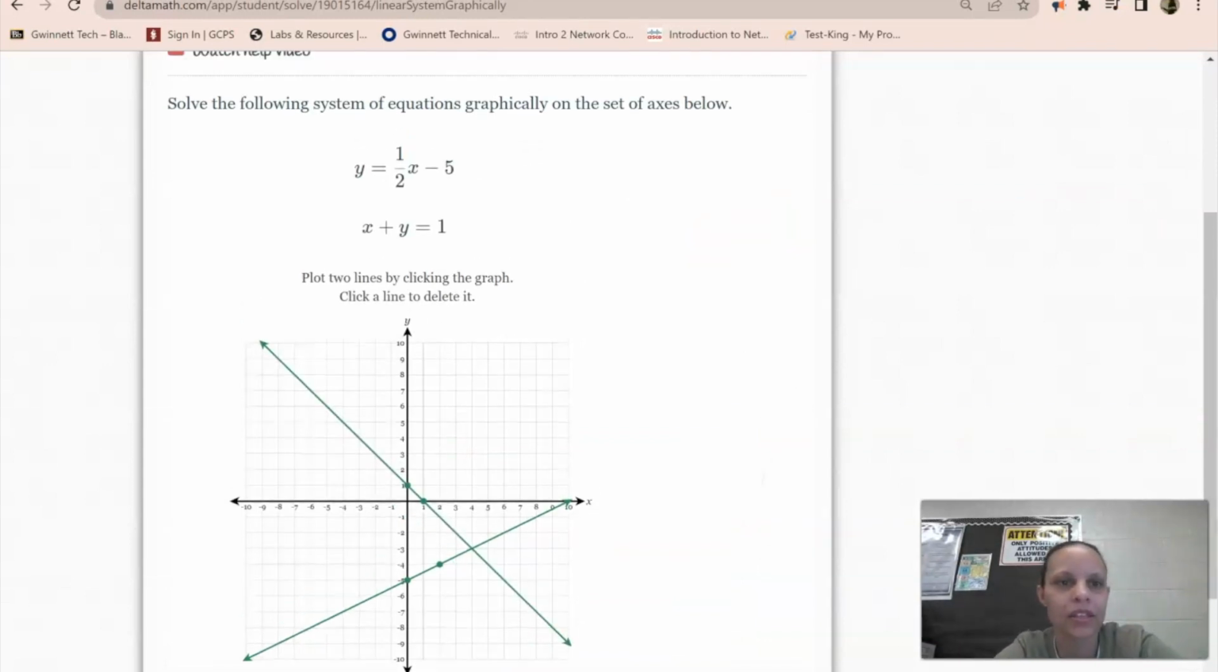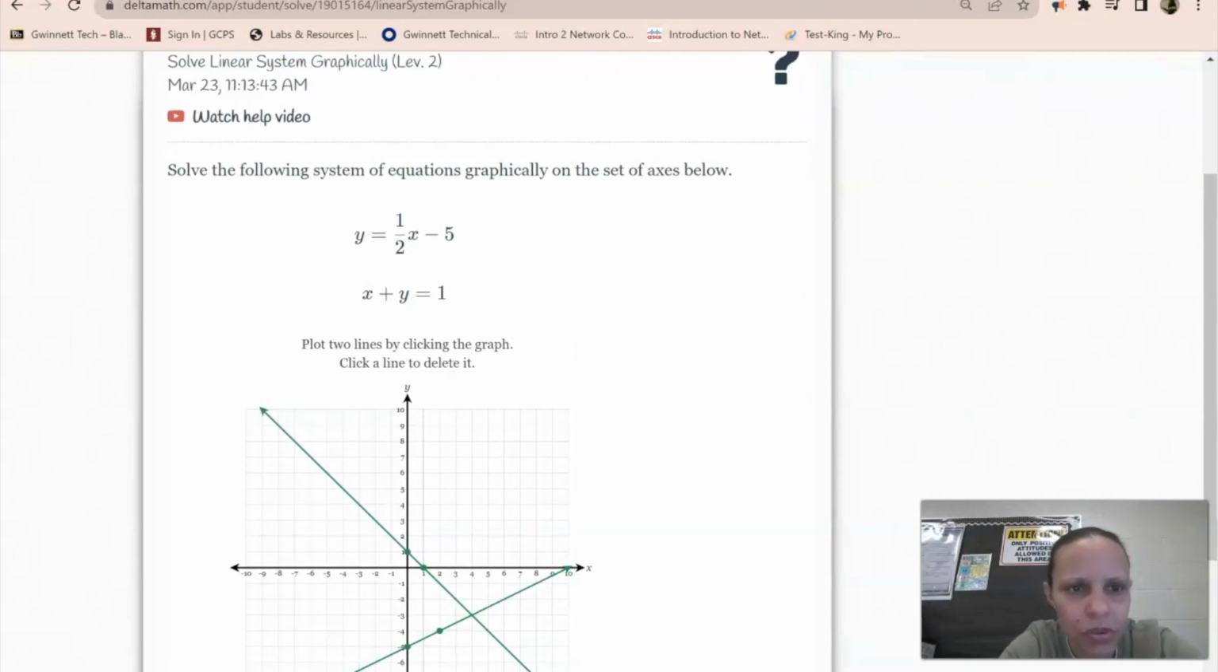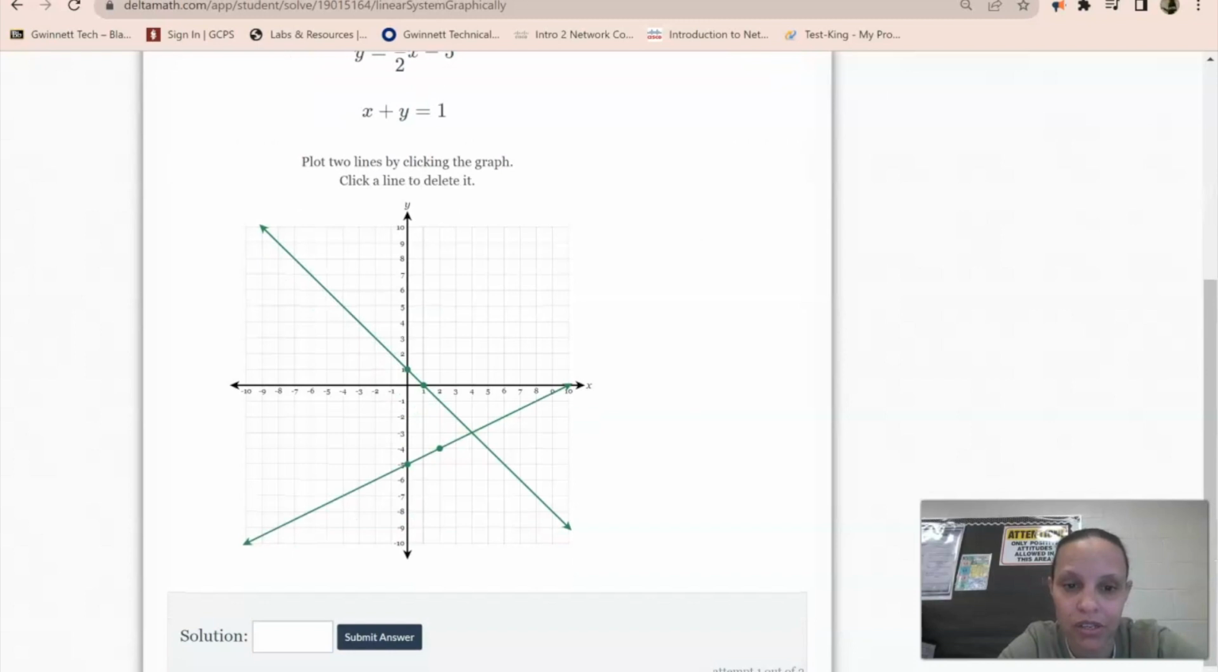All right, now that that's my graph, what am I supposed to be doing? Solve the system of equations. All right, solving systems is the intersection. Remember, if I have shades, it's the intersection of shades. But if I don't have shade, it's just that dot right there. So this is 4, negative 3. And how do I put that in? I put it as a coordinate. So this will be 4, comma, negative 3.